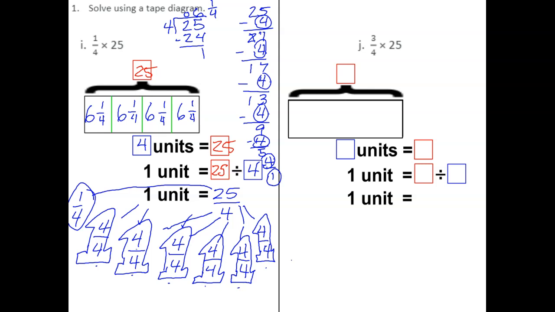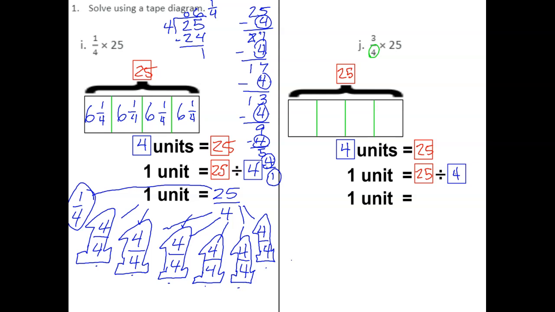All right, last problem like this. 3/4 of 25. Hopefully you automatically notice that we're going to split it into 4 parts here. We're going to split our tape diagram into 4 units, and our whole is 25. Let's go ahead and solve. So we have 25 wholes, 4 units. So 4 units equals 25, and 1 unit equals 25 divided by 4.